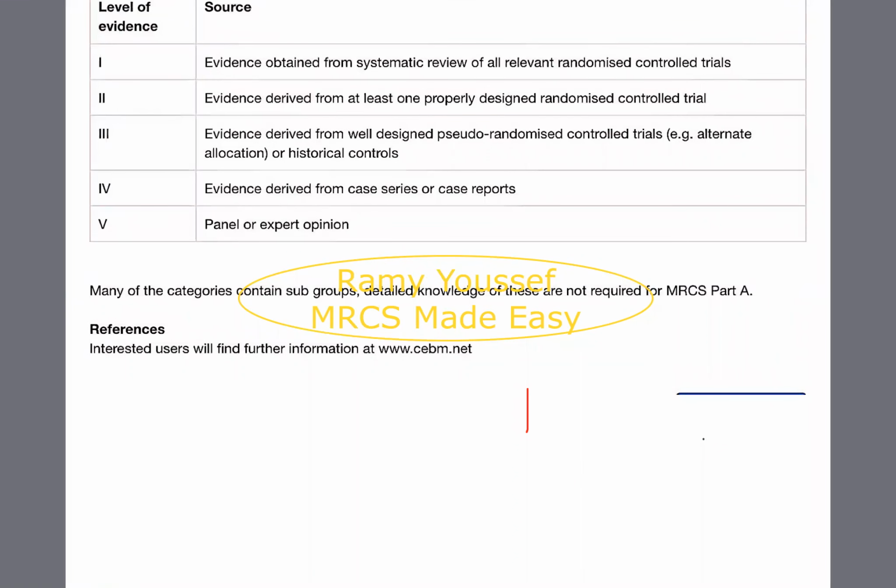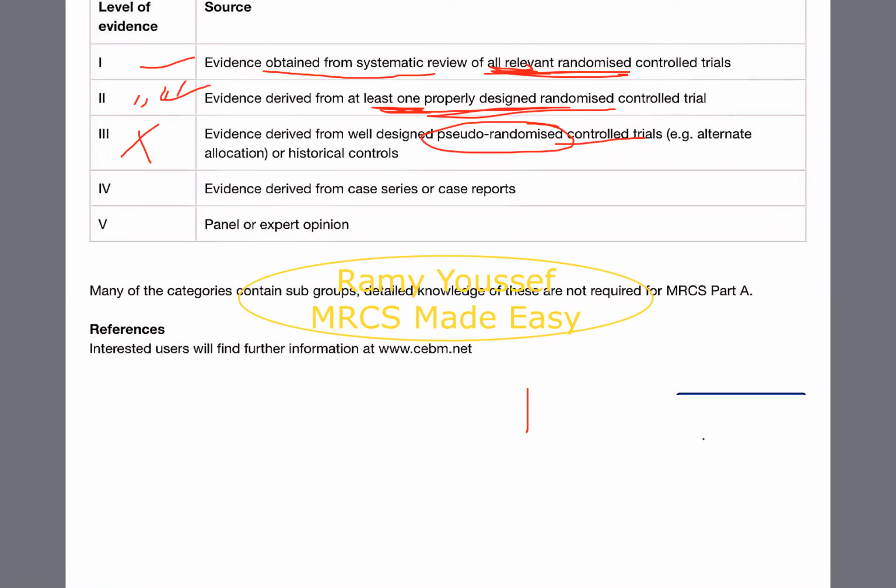Okay. Number 1, all relevant randomized controlled trials or meta-analysis. Here there will be at least one probably designed. This will be a pseudo-randomized controlled trial, and this is the least one you'll have a question in. You'll have this one and this one, and even this maybe not so. You'll have this one.